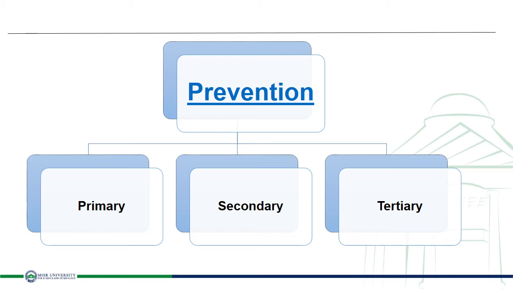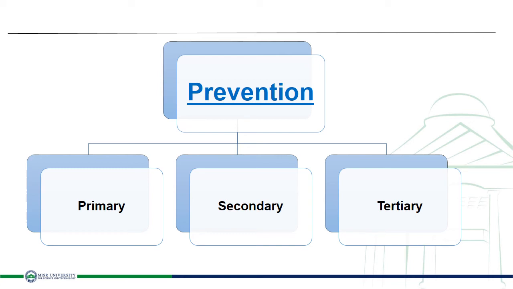We have three types of prevention. The first degree, which is referred to as primary prevention. The second type, which is referred to as secondary prevention. And the third type, which is referred to as tertiary prevention. Primary prevention is the first level of health care, designed to prevent the occurrence of disease and promote health. So we have to prevent it before it happens.